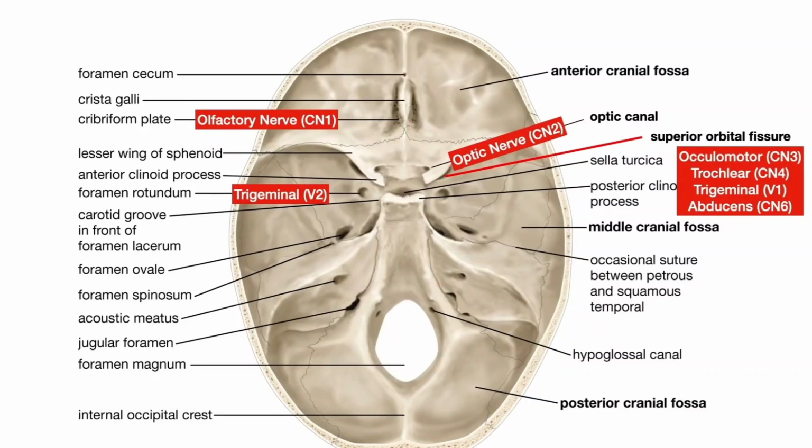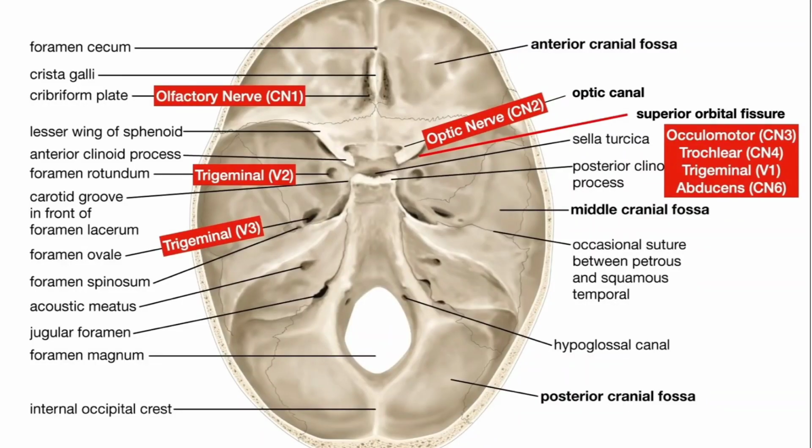Division 1 arises from the superior orbital fissure. The trigeminal nerve division 2 arises from the foramen rotundum. Here you can appreciate the foramen rotundum from where division 2 arises. As far as division 3 is concerned, it arises from the foramen ovale. So you have seen the superior orbital fissure, foramen rotundum and foramen ovale. These 3 are the origins of the trigeminal nerve with its divisions.